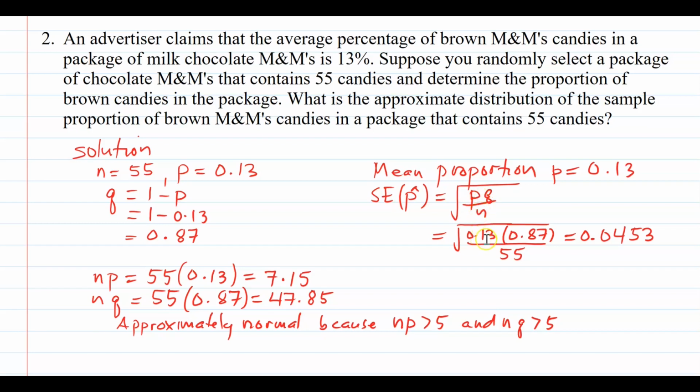So we multiply 0.13 times 0.87 divided by 55, and then we take the square root of the result, and this gives us 0.0453. So the standard error of p hat is 0.0453. Or we could say the standard deviation of the sampling distribution of the sample proportion p hat is equal to 0.0453.